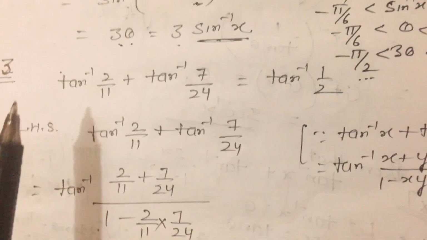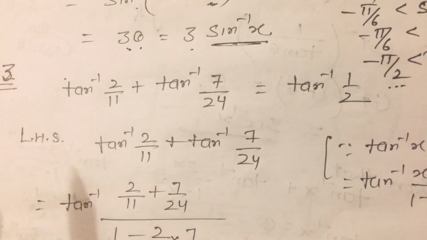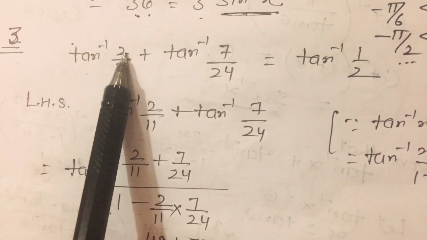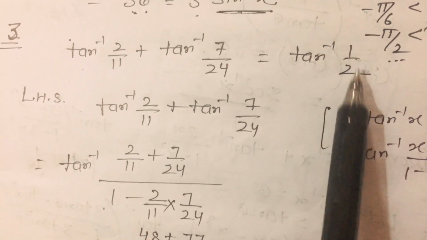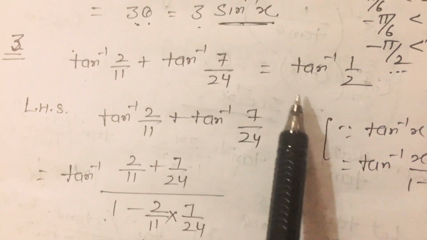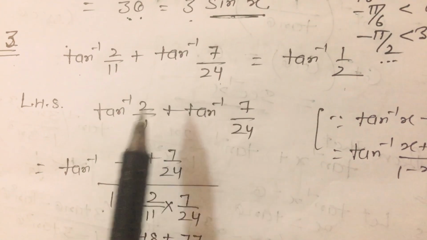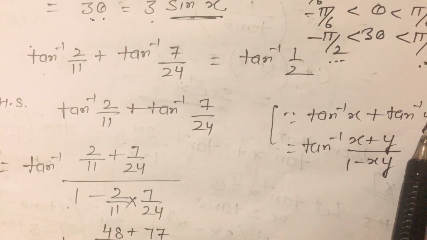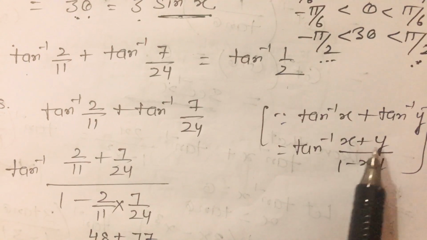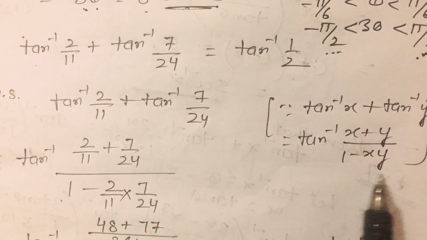Now the second question is the same as the first question. Now come to question number 3. We have to prove tangent inverse 2 by 11 plus tangent inverse 7 by 24 is equal to tangent inverse 1 by 2. We have done the same example there. In this question, we will apply the same formula: tangent inverse x plus tangent inverse y is equal to tangent inverse of x plus y upon 1 minus xy, where xy is less than 1.